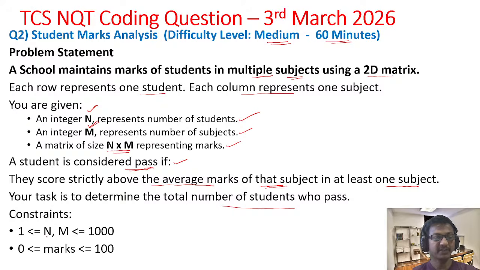The constraints are given: n and m are between 1 to 1000 and the marks are between 0 to 100.